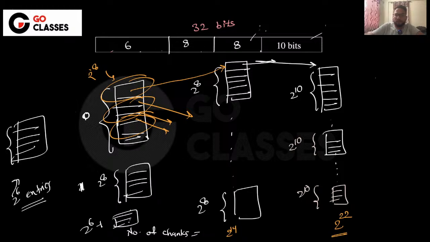Now let's solve a few of the questions. I hope you understood this address split. That is very, very important, right?